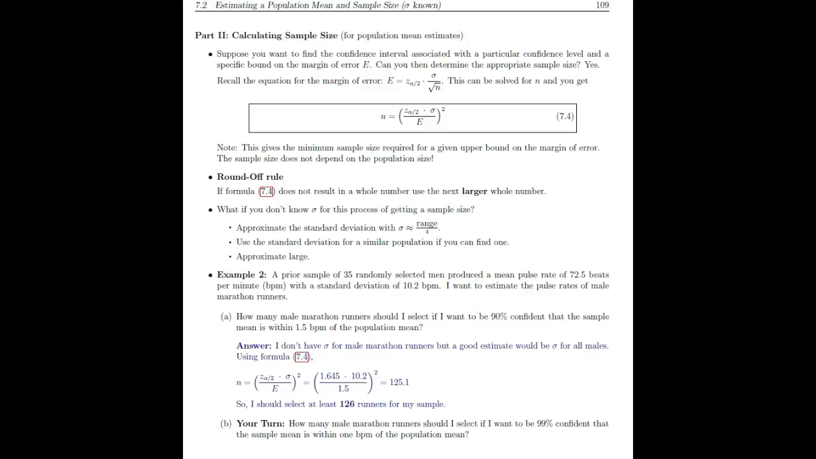So the next page, page 109, is about not actually creating confidence intervals themselves, but calculating minimum sample sizes that will guarantee your confidence interval to be only so wide. Okay. So suppose you want to find the confidence interval associated with a particular confidence level, and I'm reading this bullet point right here, and a specific bound on the margin of error E. So you want your E to only be possibly so wide.